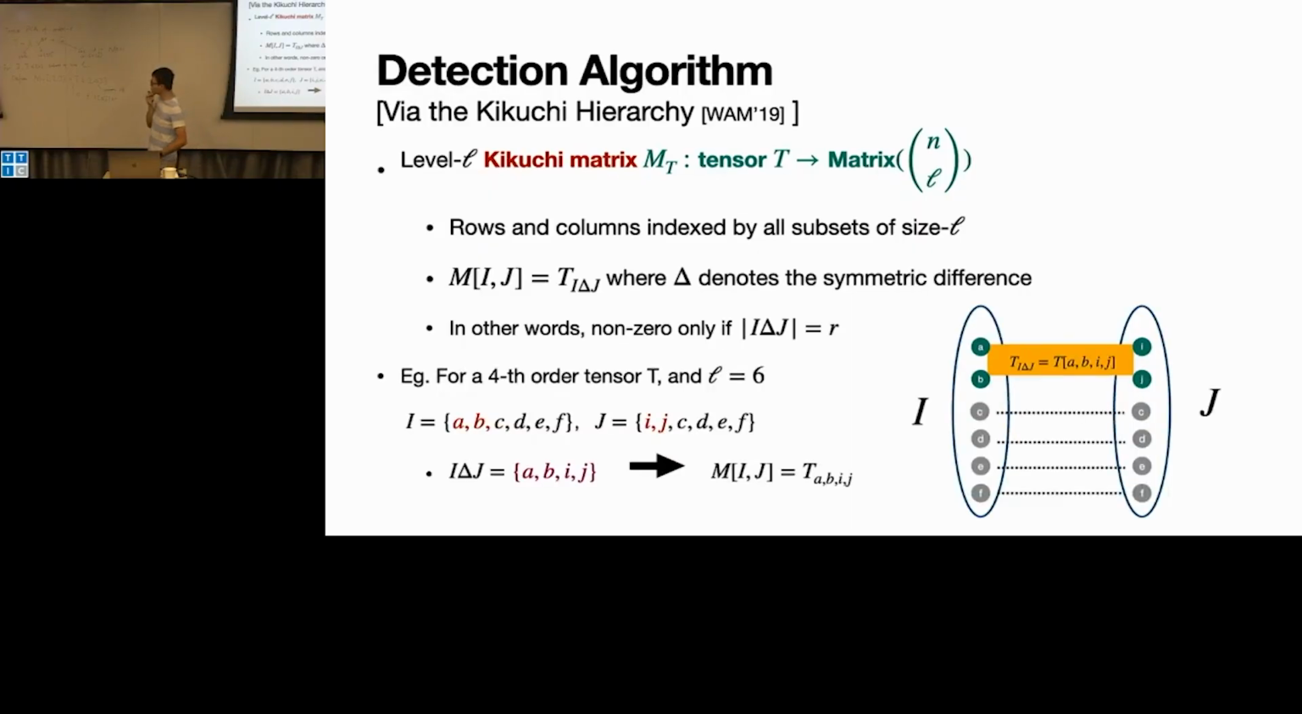And here's an example. If you look at a first order tensor T and L equal to 6, so if you have set I equal to A, B, C, D, E, F, and J is I, J, C, D, E, F, we just put the entry corresponding to T of A, B, I, J in the tensor for the matrix entry M_IJ. I just want to say that when T is a random tensor, this is a random matrix also.